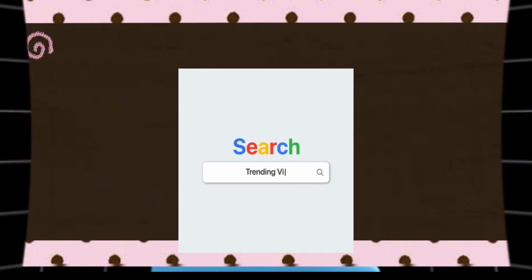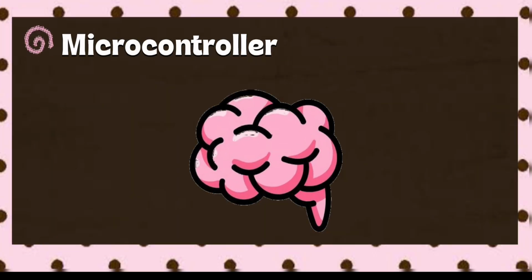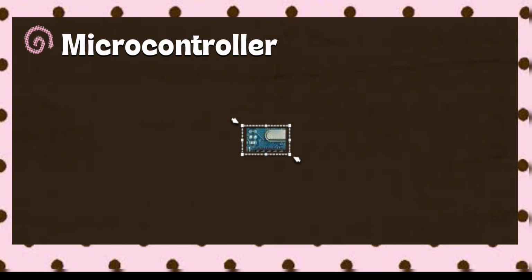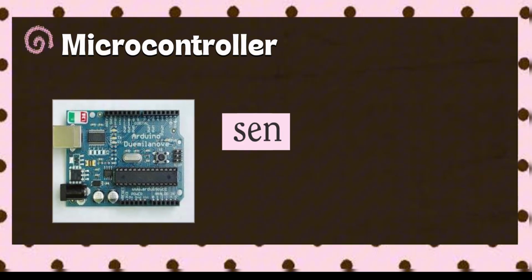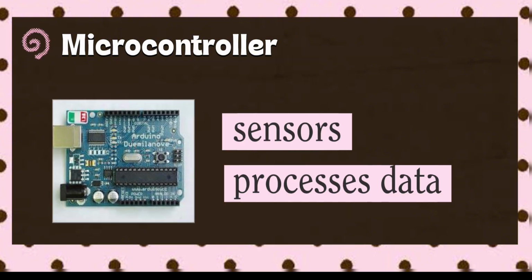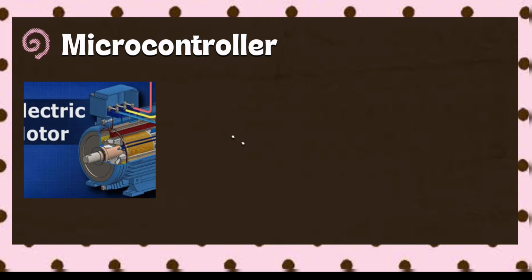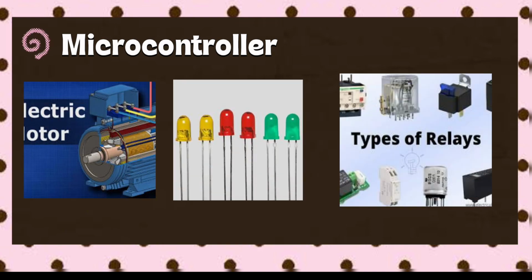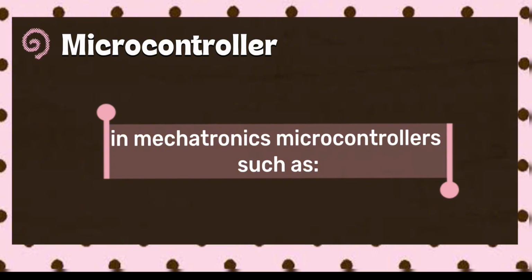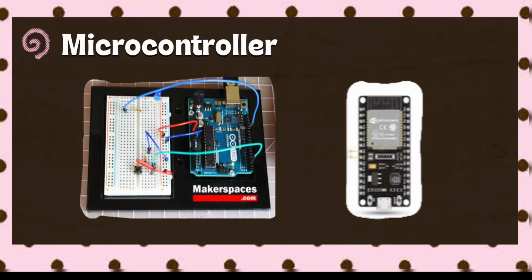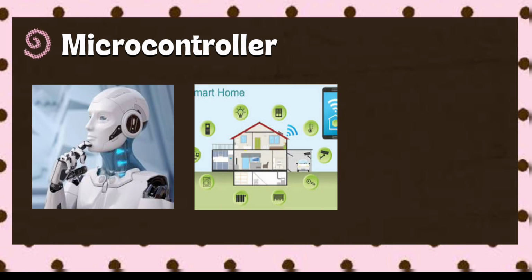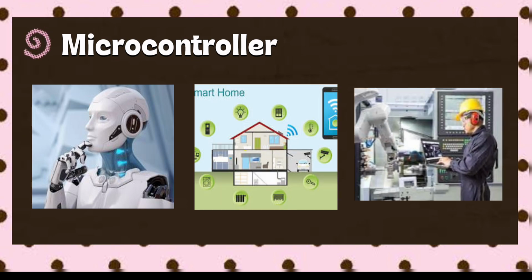Microcontroller. It is often called the brain of a mechatronic system. It receives information from sensors, processes the data, and sends commands to output devices like motors, LEDs, and relays. In mechatronics, microcontrollers such as Arduino and ESP32 are used in robots, smart home devices, and automated machines to control how the entire system works.